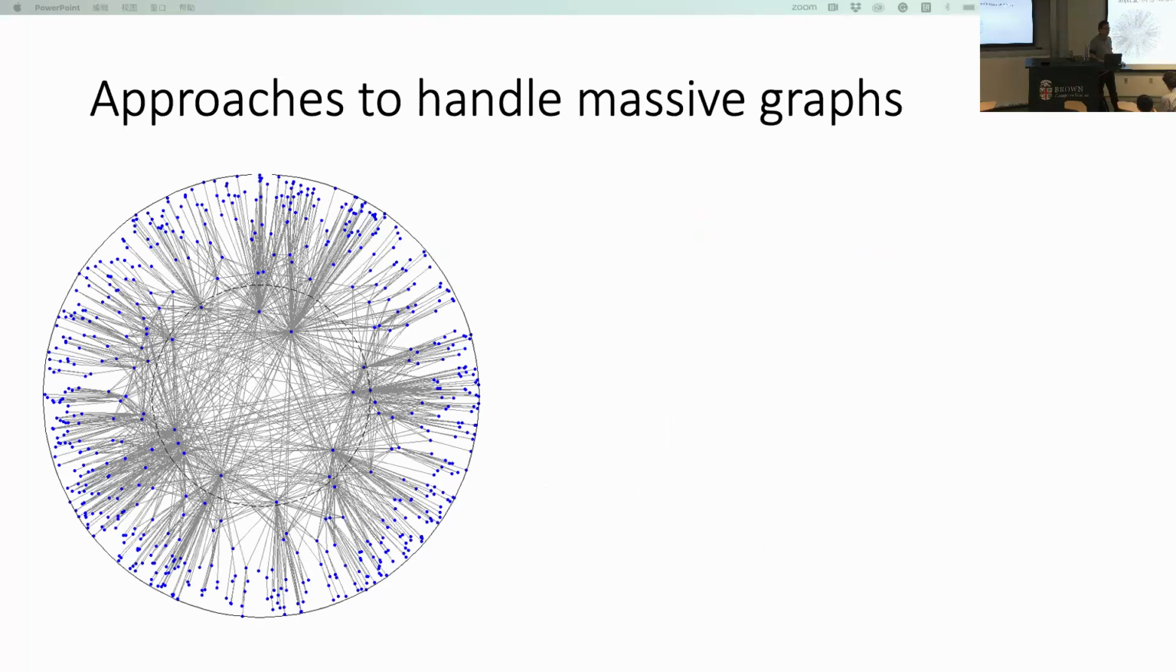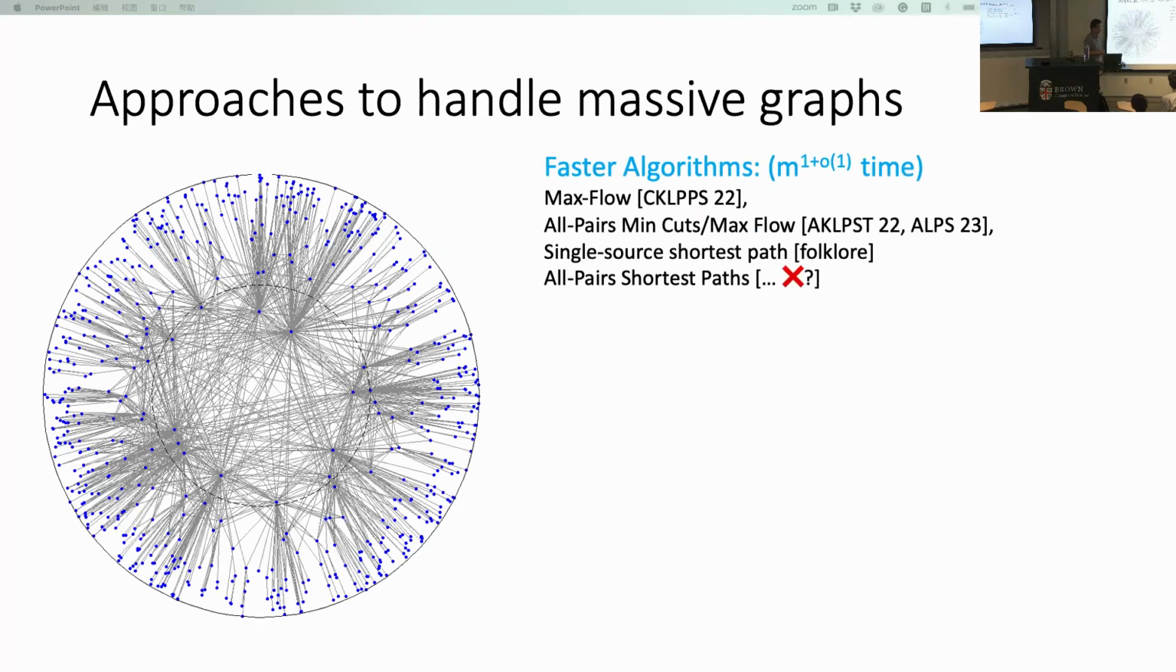So there are 3 approaches to processing these graphs, from what I understand. The first one is just to design faster algorithms. And the holy grail, to my understanding, is to design an algorithm that runs in almost linear time, m times m^{o(1)}. This m^{o(1)} is what "almost" means. So m polylog n is called near linear, and this is called almost linear.